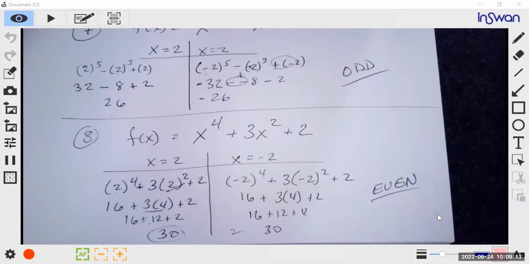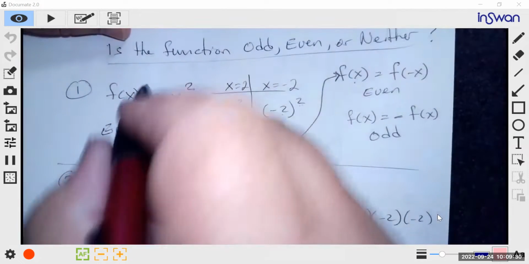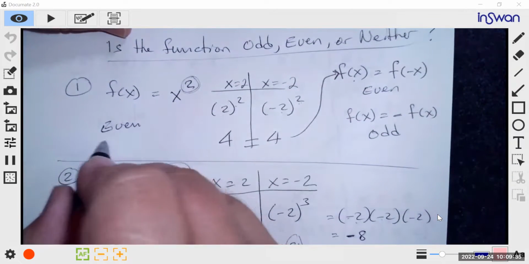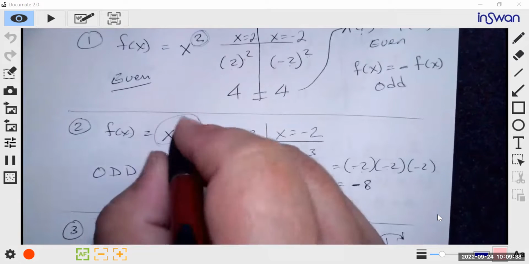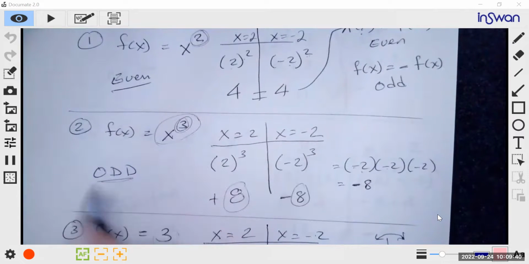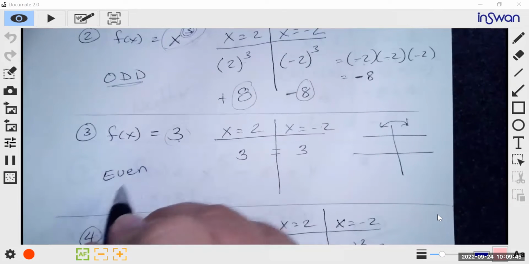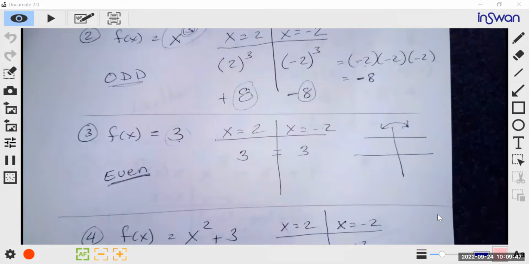Okay, now why did I go through those 8 different types of problems? I did that to give you all a shortcut. Let's look at these. We know if the only thing is an even exponent, it's even. If it's an odd exponent, it's odd. If it's a constant, it's also even because it never changes.